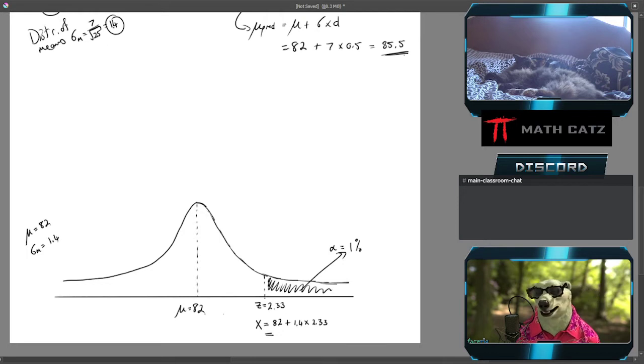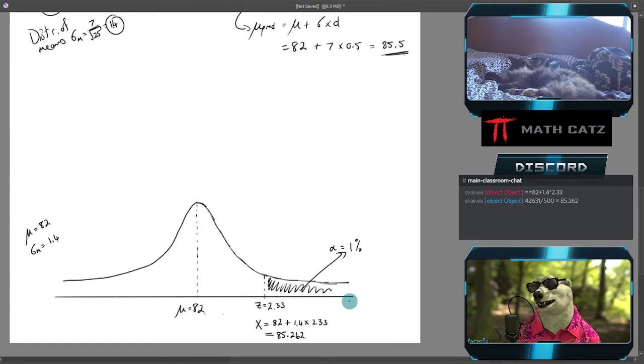We're calculating 82 plus 1.4 times 2.33. So this power calculation is a little bigger. Take your time here. Understand what you're doing. We've done this before, just calculate the corresponding raw score from the z-score. So I get 85.262. All right. So now, what does this mean?